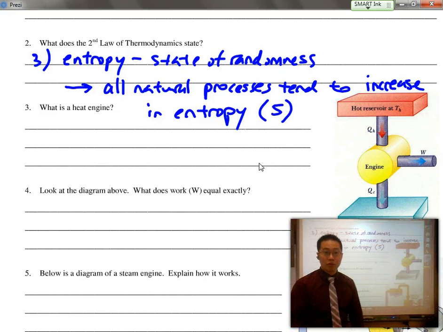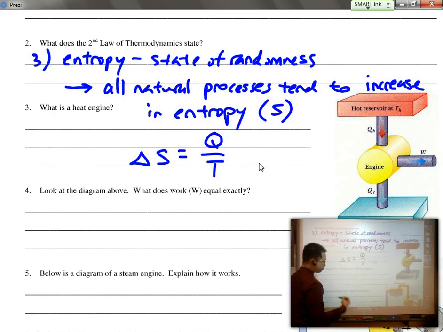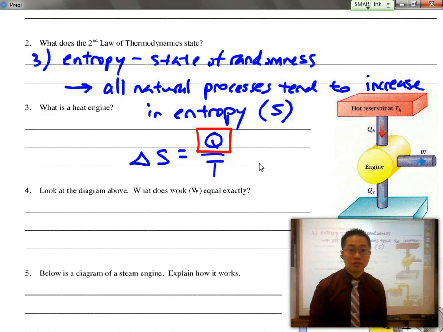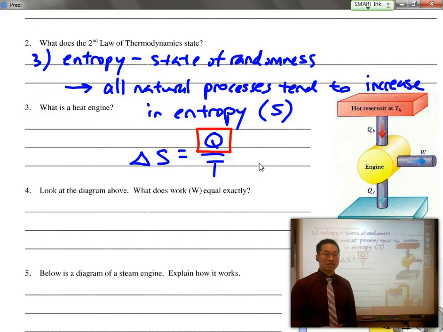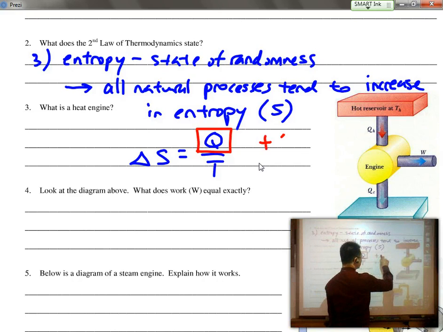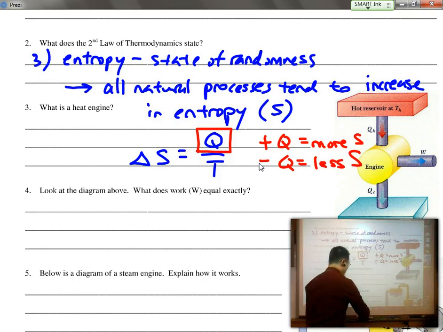In fact, if you were to give a formula for entropy, the change in entropy of any system is simply a function of its heat divided by its temperature. But really, it's directly related to heat. If heat is being added into the system, there's more entropy. If heat is being taken out of the system, there's less entropy. So positive Q equals more entropy. Negative Q is equal to less entropy. Okay? But it's a statement that we'll look at more later on when we do some AP questions.